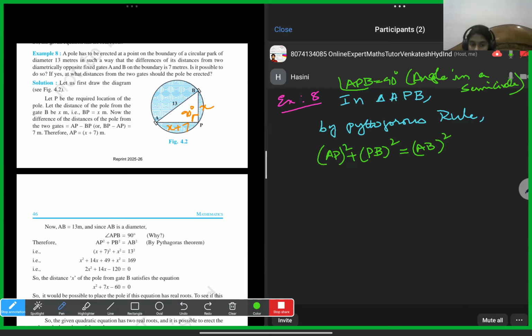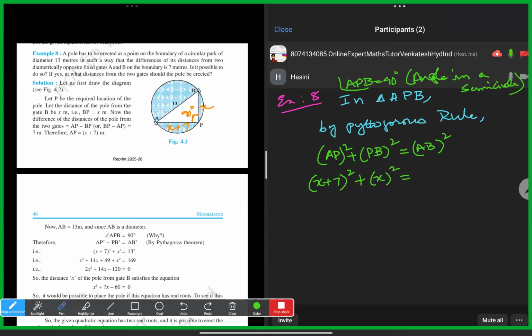So why? It's the angle in a semicircle, which is proved in the circle chapter of class 9, which is 90 degrees. Okay? So now AP is x plus 7, whole square, plus PB is x square, is equal to AB square. So (a plus b) whole square is a square plus b square plus 2ab: 49 plus 14x.